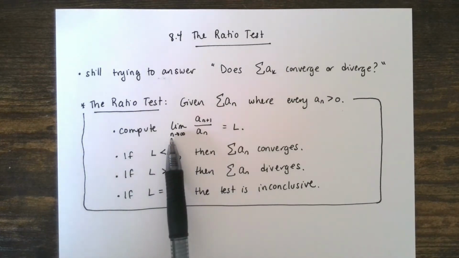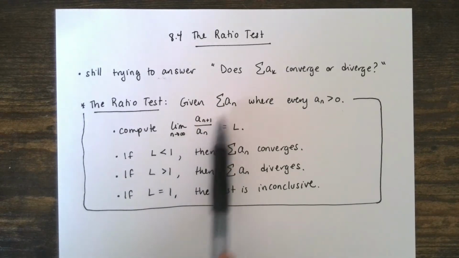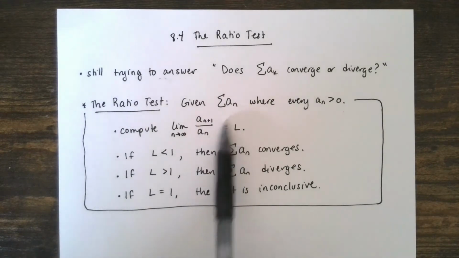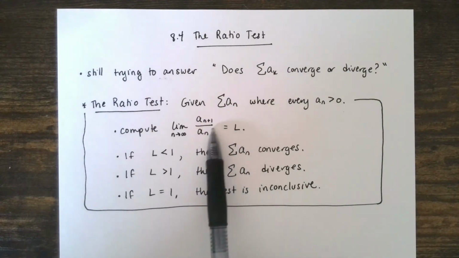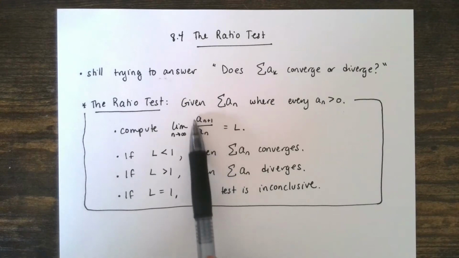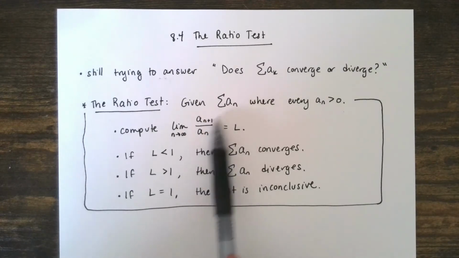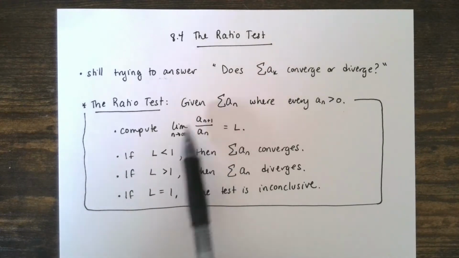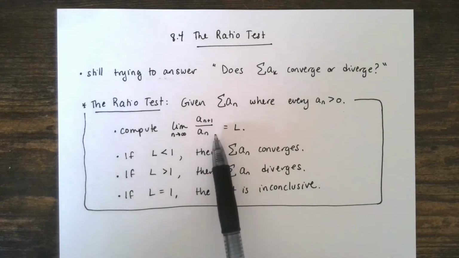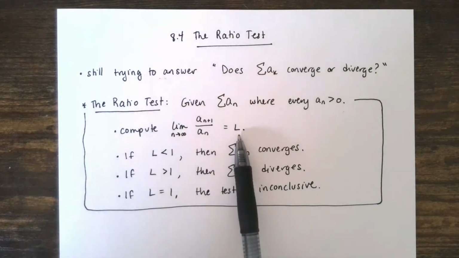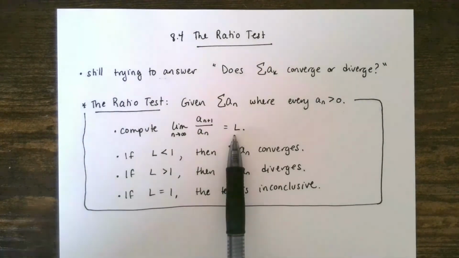Okay, so once you have a series like this, you're going to compute the limit as n approaches infinity of the n+1 term over the nth term. So this bottom part here is exactly the formula you see in the series, and then the top one is the same formula but with n+1 plugged in, or whatever your letter is plus 1 plugged in. So you're going to take the limit of the ratio of consecutive terms, and presumably it's going to come out to some number L. If this limit doesn't exist, you're already kind of out of luck, but let's assume that it comes out to a particular number L.